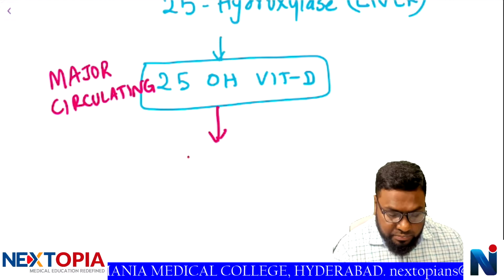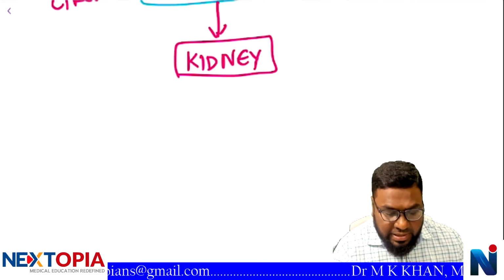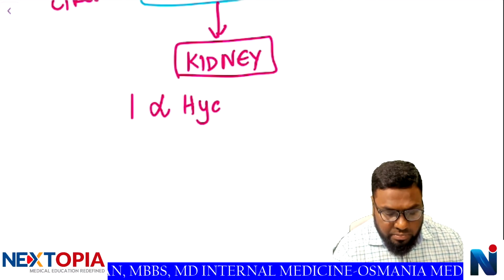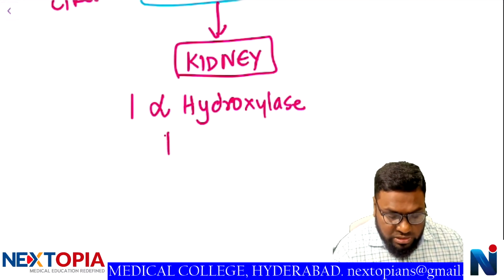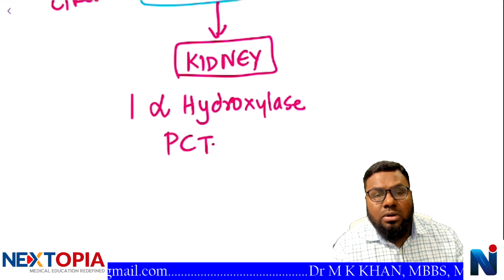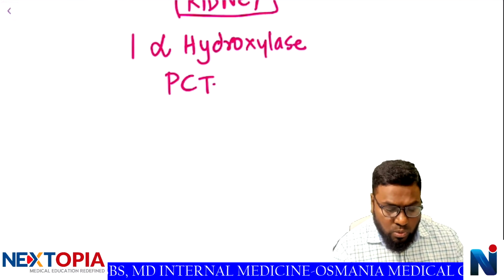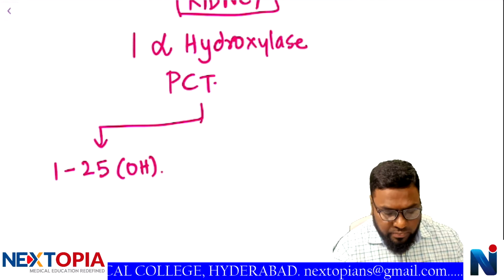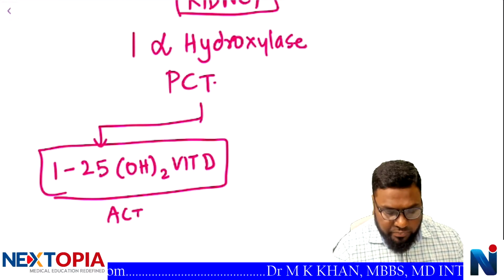This is taken to the kidney. 25-hydroxy vitamin D goes to the kidney. In the kidney, we have got the 1-alpha-hydroxylase enzyme. 1-alpha-hydroxylase enzyme is present in the proximal convoluted tubule of the kidney. And this converts the 25-hydroxy vitamin D into 1,25-dihydroxy vitamin D. This is the active form of vitamin D.